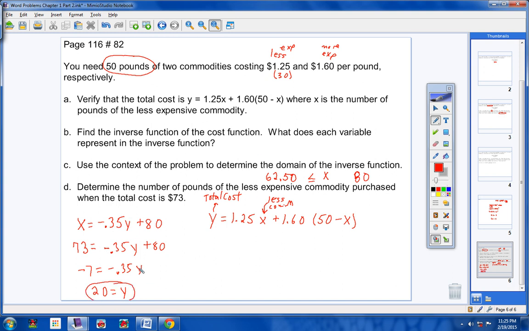Now, what if I would have asked you to find the pounds of the more expensive commodity? Well, the total has to be what? 50. So the more expensive commodity, even though they did not ask for this, we're still going to do it. The more expensive commodity, there would be how many pounds? 30 pounds, because these two together have to add up to 50 pounds.